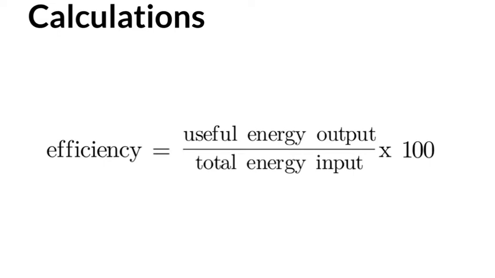That's quite often. Now, you're going to know this, and you're going to have to use this equation in your test. Efficiency overall is going to be equal to how much useful energy comes out over the total energy you put in, multiplied by 100. In other words, it's going to come out as a percentage.